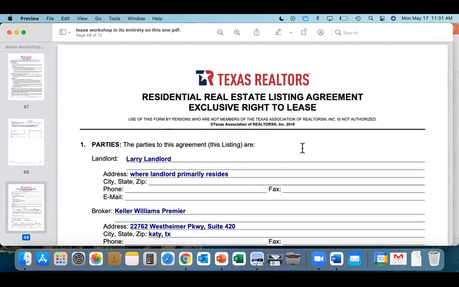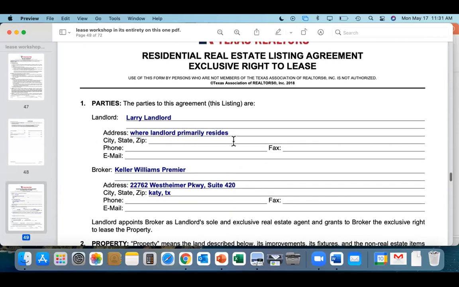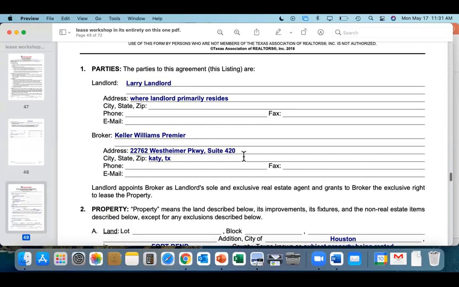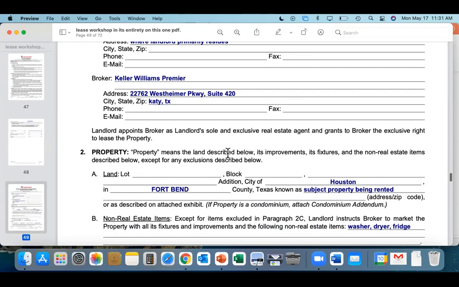Here's the listing agreement. We're at 11:30, so we're making good time. So, residential real estate listing agreement. This is when you represent the landlord owner and you want to list the property for lease. Up here, this section would be where the landlord primarily resides. This is his current home. It's not the subject property. This, of course, is all of our brokerage information. You put your phone number and email in there.